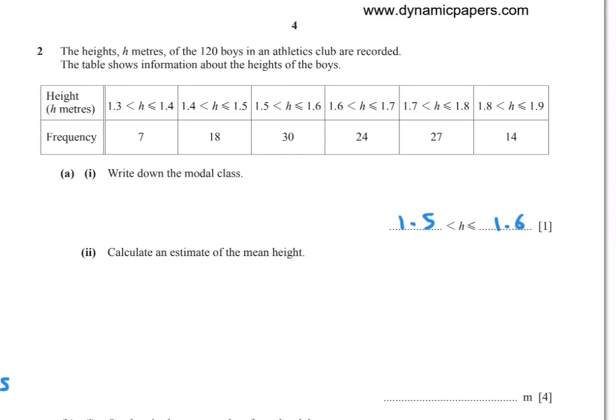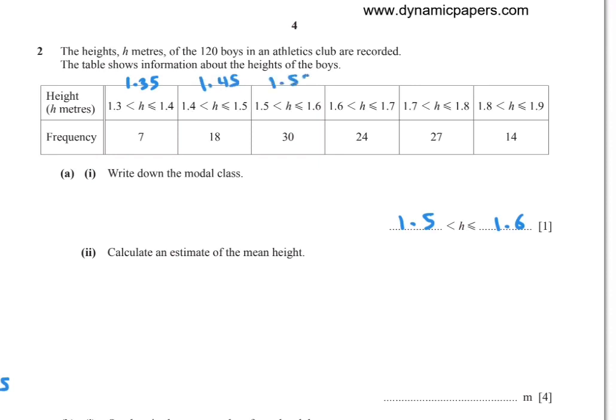To find the mean height, you need to find the middle value for each class, then multiply by the frequency, then divide by the total frequency. So to find the middle value between 1.3 and 1.4, add them, then divide by 2. It's 1.35. Next one, 1.4 and 1.5, so 1.45, and so on.